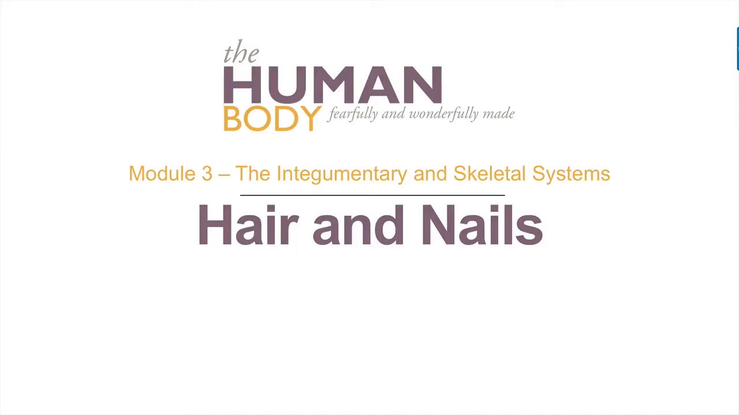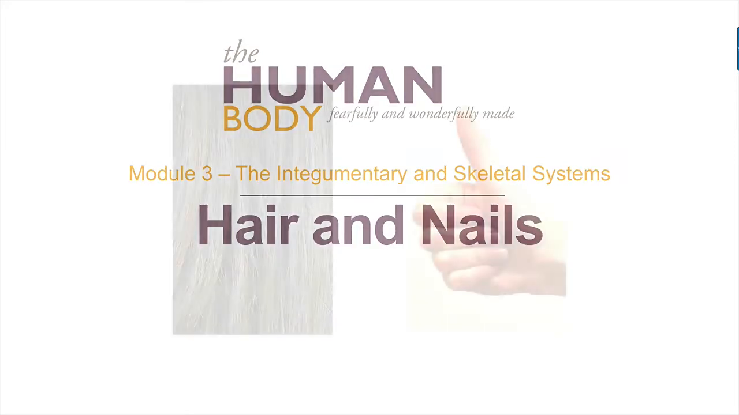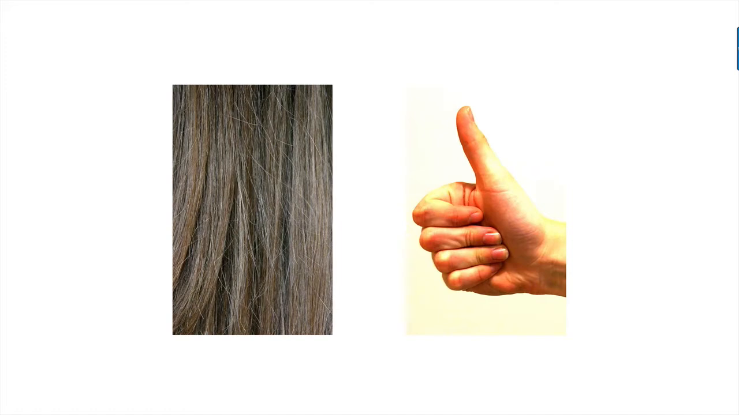Module 3, Hair and Nails. Hair and nails are two offshoots of the epidermis, so it's important to study both of them. Hair is made of tightly packed epithelial cells, so it is considered epithelial tissue, and humans have this hair tissue covering almost all of their body.